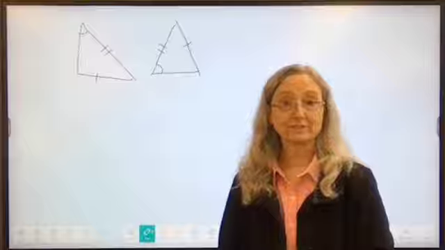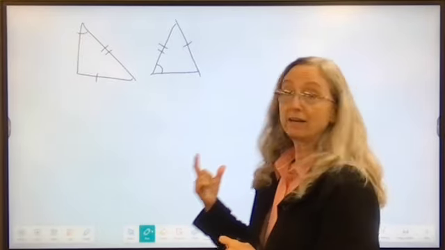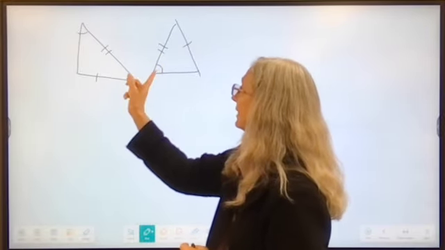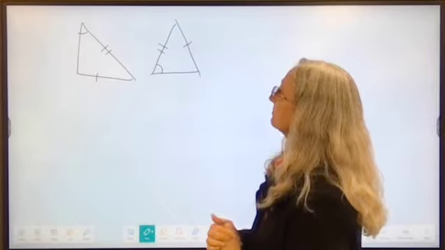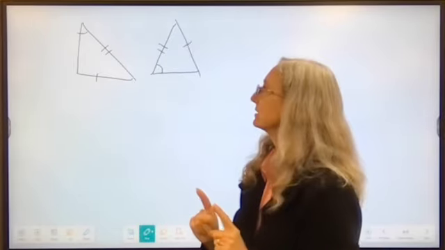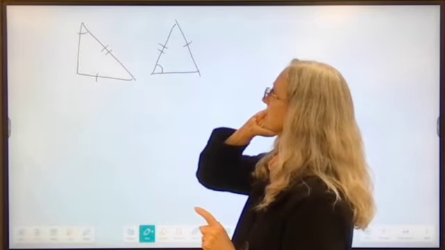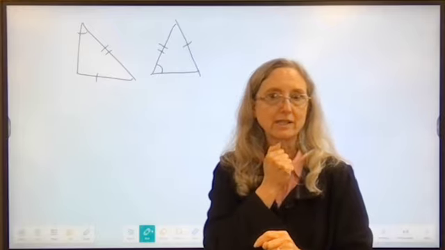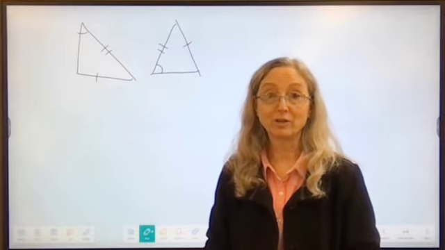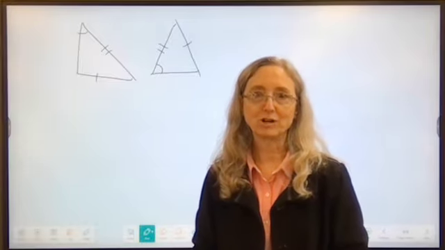Okay, here's another one. Can I show these two triangles are congruent? I have two sides, this side and this side, and I have an angle. The angle's not the included angle. It's not between the two sides. So I have side, side, angle. Can I use side, side, angle? No, I cannot prove these two triangles are congruent. There is no side, side, angle congruence theorem.